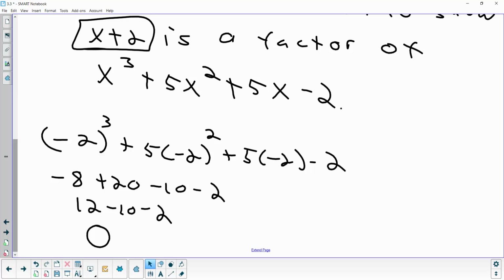And what does that mean about x plus 2? It divided in without a remainder. Yeah, that's a factor. Exactly. So x plus 2 is a factor of this.